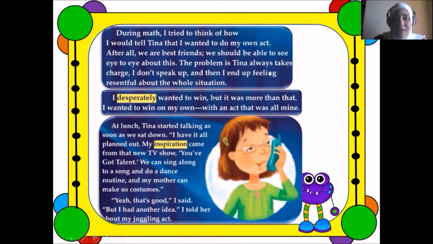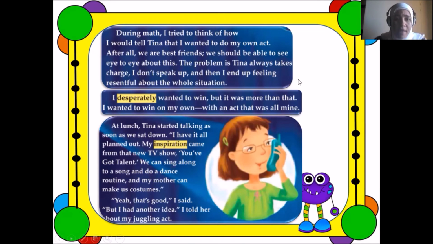The problem is Tina always takes charge. I don't speak up and then I end up feeling resentful about the whole situation. I desperately wanted to win, but it was more than that. I wanted to win on my own, with an act that was all mine.